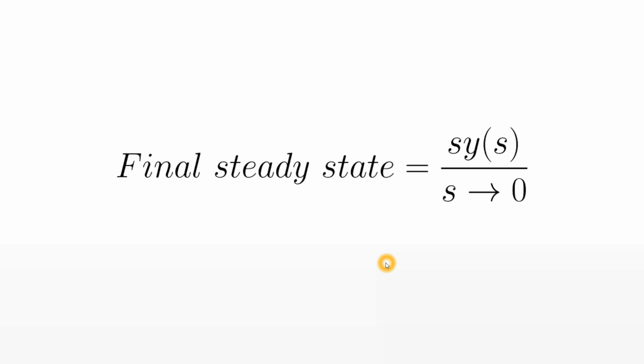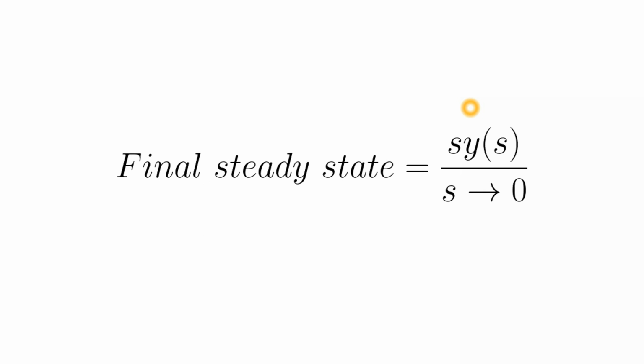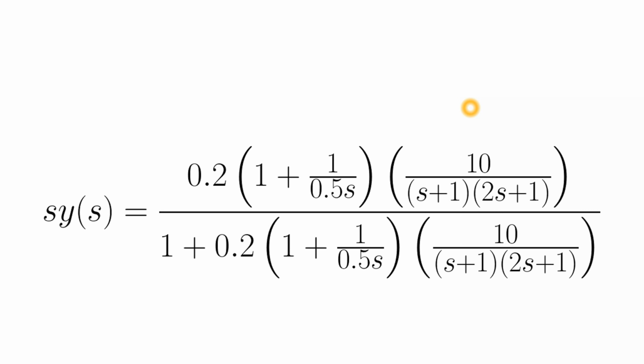And we know that the final steady state will be sY(s) at s tends to 0. From the final value theorem, you know that when t tends to infinity, then s tends to 0. So we can put s is equal to 0, but you can see here there is one problem. If I put s is equal to 0 here, then it will be infinity, and here also the 1 by s form, if s is equal to 0, then it will be infinity.